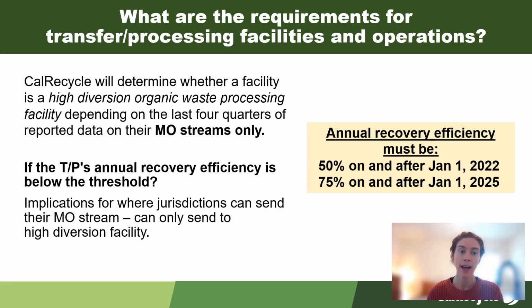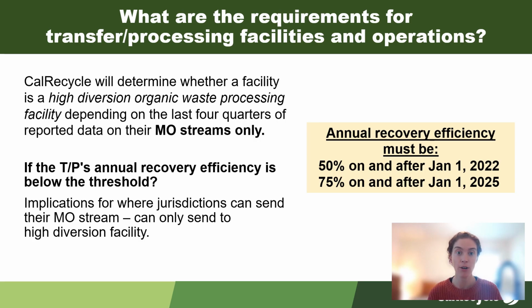Using that data, CalRecycle will then determine whether a facility is a high diversion organic waste processing facility based on the last 4 quarters of their recovery rate, that percentage recovery. This is for facilities that receive mixed organic streams only, that MO. If a transfer processor does not receive an MO stream, then CalRecycle will not make this determination, as it only applies to transfer processors receiving MO waste.